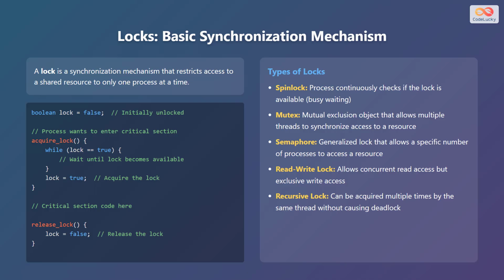This function continuously checks if the lock is currently true. If it is true, the process waits until the lock becomes available, which means that it becomes false. Once the lock becomes available, the process acquires the lock and sets it to true. After executing the critical section code, the process calls the release lock function, which sets the lock back to false, allowing another process to acquire it. There are various types of locks, such as spin locks, mutexes, semaphores, read-write locks, and recursive locks.